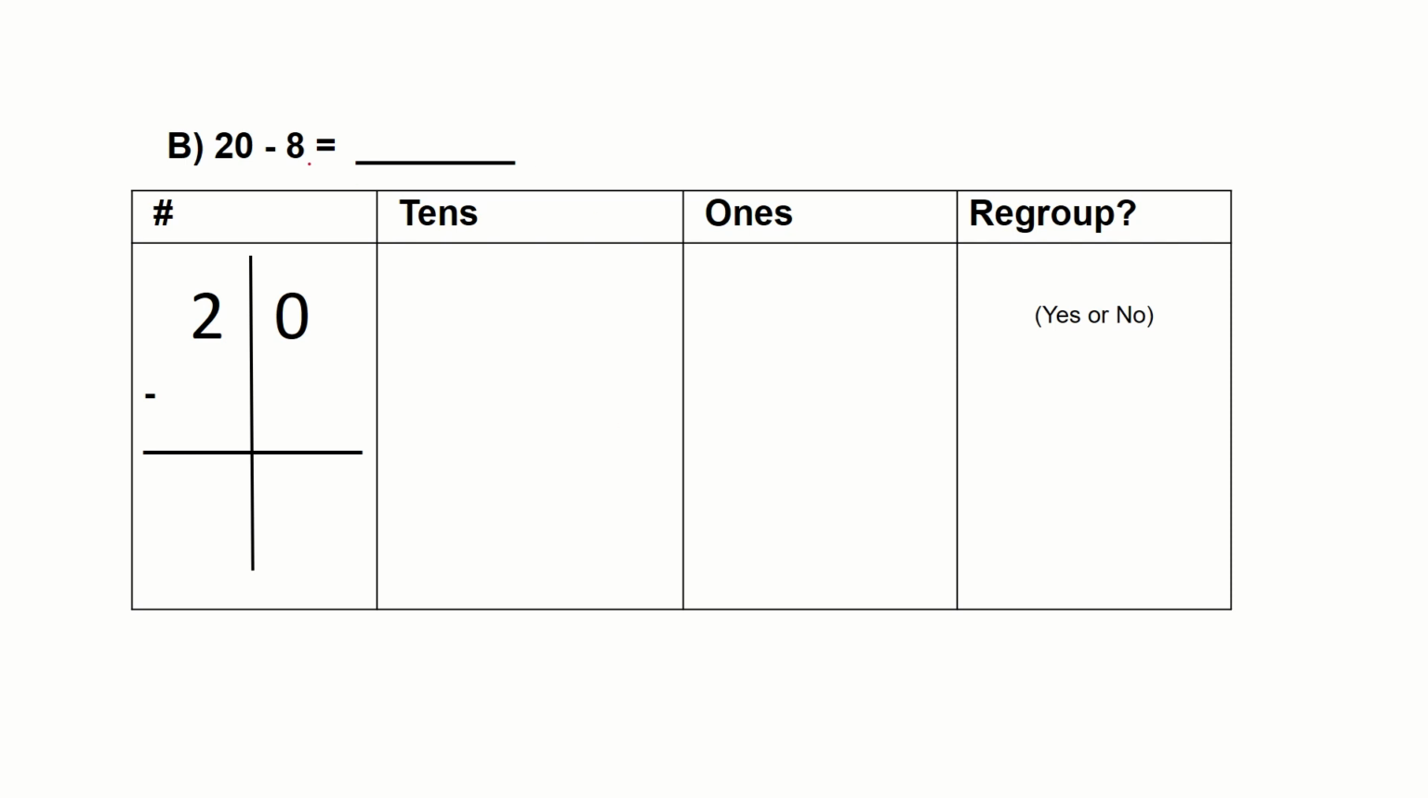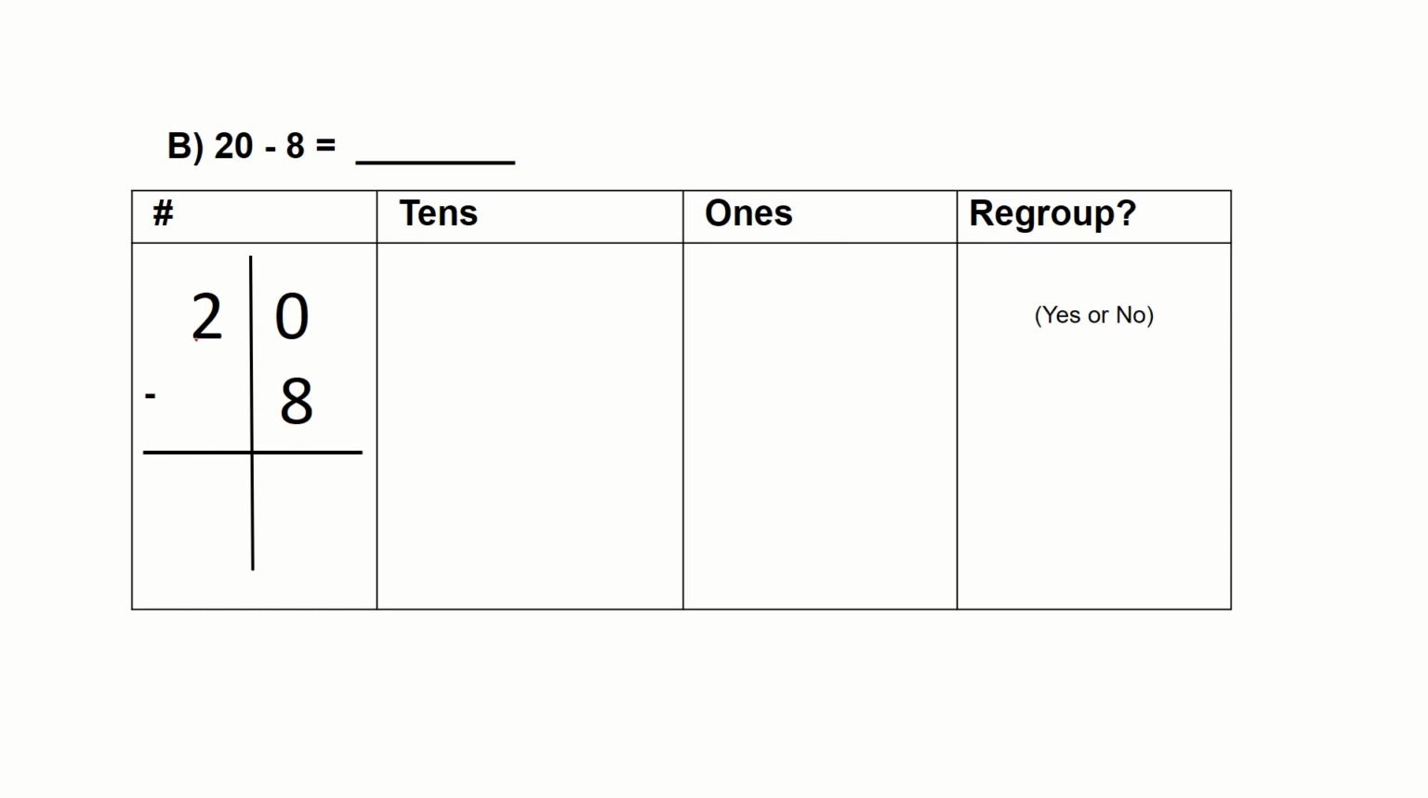Now I got to think, does the 8 go in the tens place under the 2 or in the ones place under the 0? Think about it. If you thought about it and your answer was under the 0 in the ones place, you are correct. The 8 goes under the 0 in the ones place because the 8 is all by itself and it's less than 10. So it goes in the ones place.